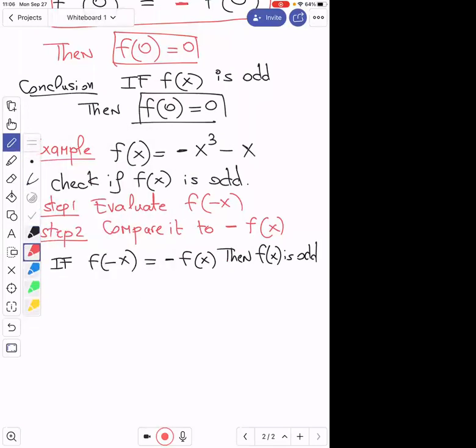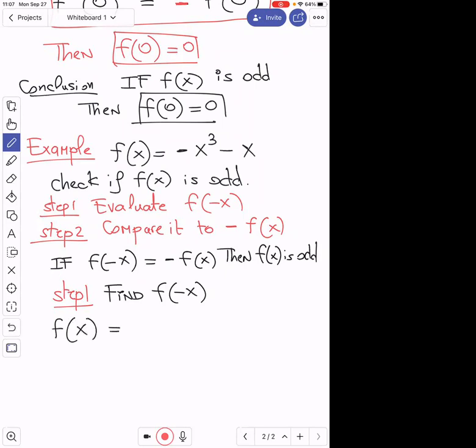So first step, step 1, I want to compute f of minus x. Okay. So this first step is the same for even or odd. You always have to start with finding f of minus x. So first, I'm going to just write down f of x equals minus x cubed minus x, my original function, and then I want to compute f of minus x.